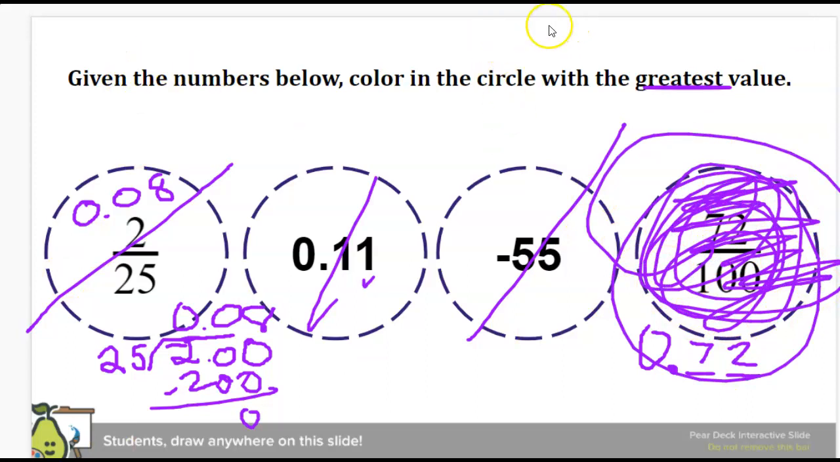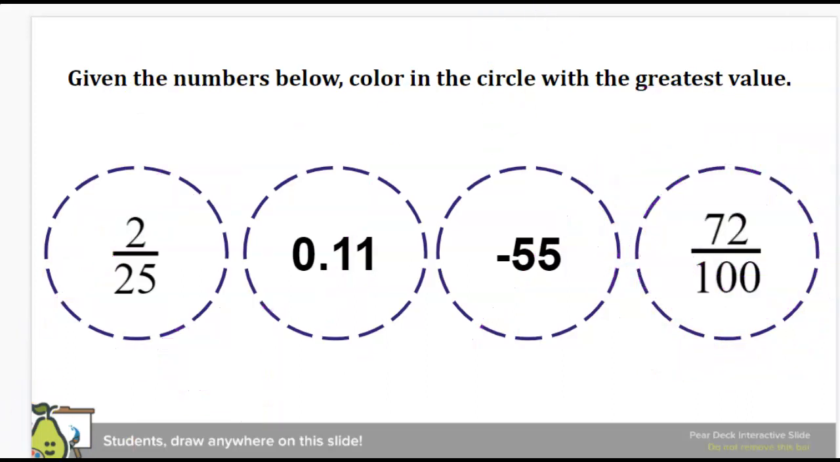Ooh. That's why I don't color. I'm not good at coloring.